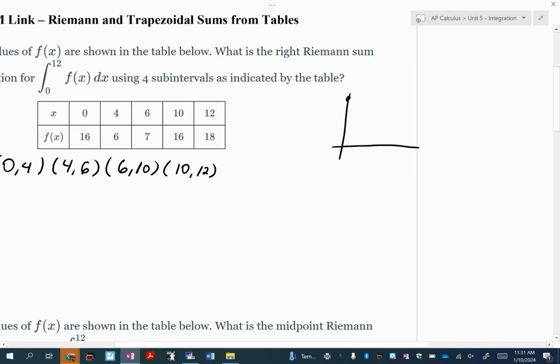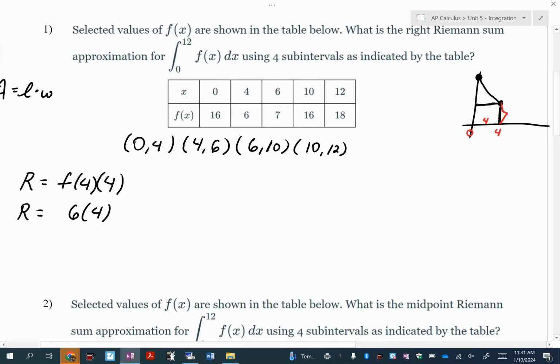So this first one is 0, 16, and 4, 6. If I make a right Riemann sum for the area under that part of the curve, you should see that my width is, this is 0 to 4, so that's 4. And then how high is it going up? It's going up this height, which is going to be f of 4. That's only because it said right Riemann sum. If it had said left Riemann sum, I would be doing f of 0, the left one. So my brain is thinking, I'm using the right numbers.